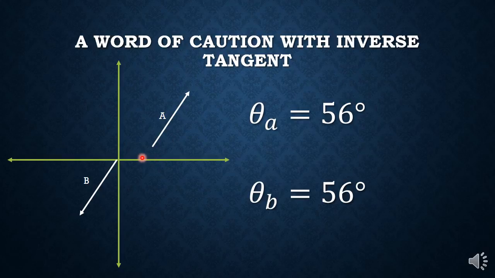But the angle that B makes with the positive x-axis that we're going to measure goes all the way around here, 90 degrees, 180 degrees, and further.